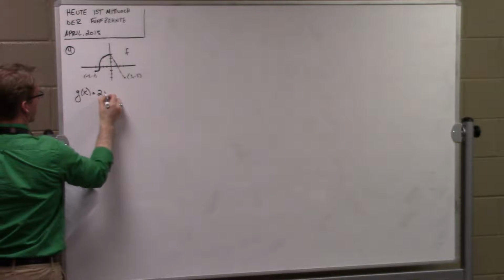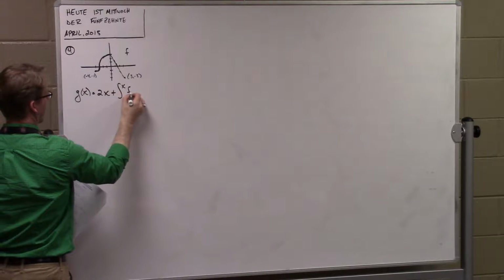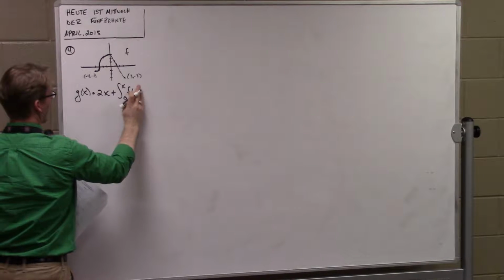Alright, so is that all? Oh, G was given to you as 2x plus the integral from 0 to x of f of t dt.